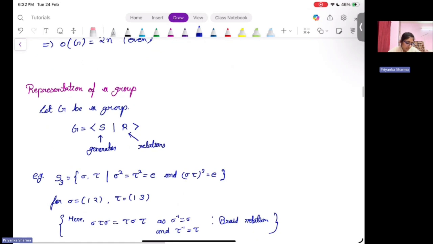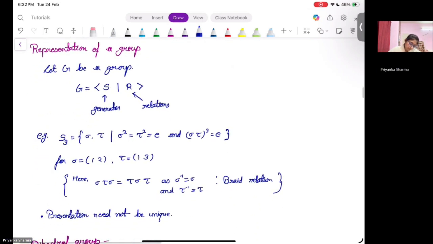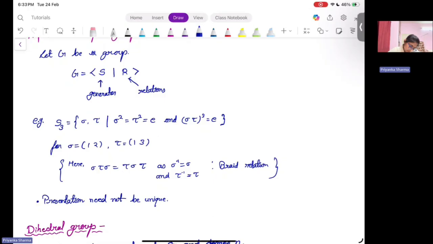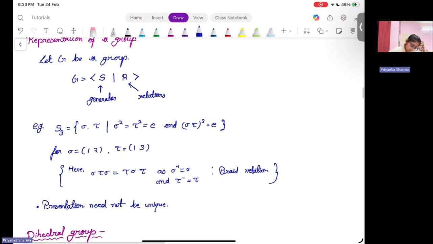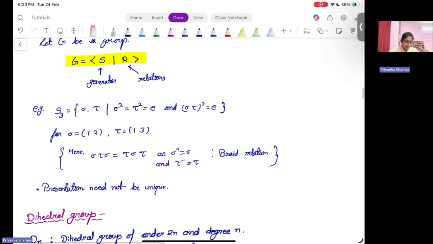Now we come to the representation of a group. We can discuss this in short. If we have a group G, then it can be represented like this. Here, G is generated by some elements. This capital S represents the generators of the group G, the elements of G which are sufficient to find all the elements of G. And this capital R is some relation between the generators.